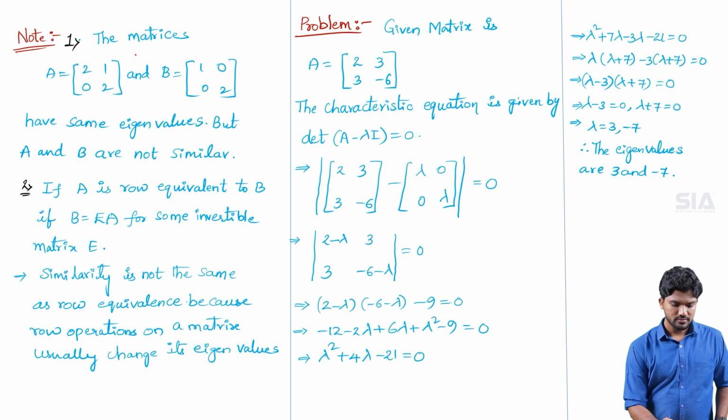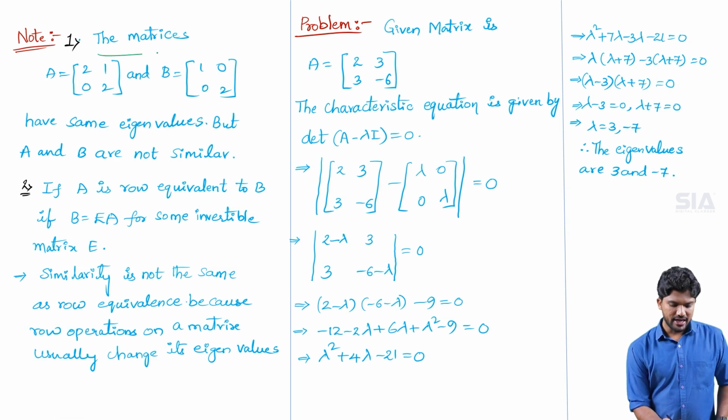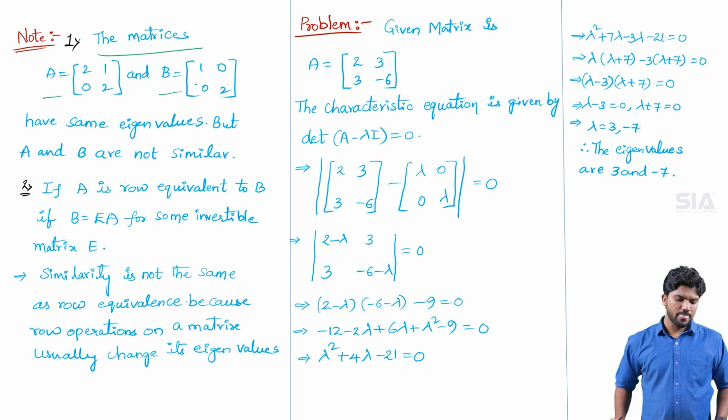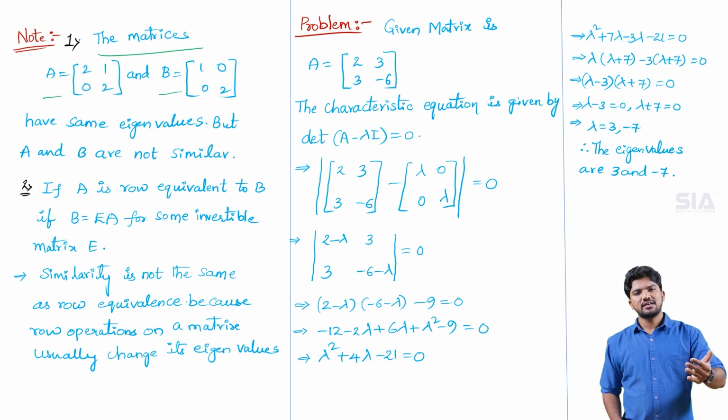So therefore, next you can observe the note point. The matrices capital A and B have the same eigenvalues. And you may have a doubt from the last point: similar matrices have the same eigenvalues with the same multiplicity, we said.